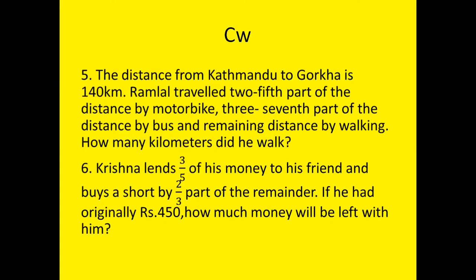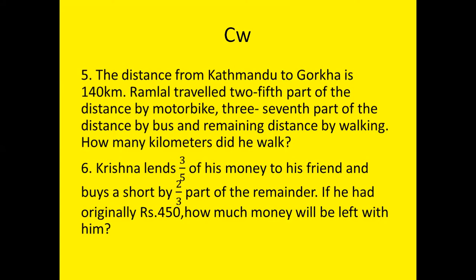The remaining is walk. Walking means we have to subtract that. Okay, from 140 minus 56 minus 60. Then what will come here? 140 minus 56 is 84. Then 84 minus 60: 4 minus 0 is 4, 8 minus 6 is 2. Okay, 24 kilometers is traveled by walking.